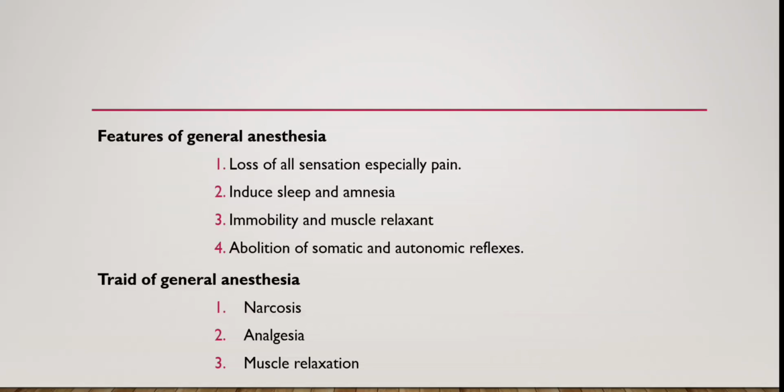The next one is features of general anesthesia. First, loss of all sensation, especially pain, induced sleep and amnesia, immobility and muscle relaxation, abolition of somatic and autonomic reflexes. Next, the triad of general anesthesia. So the triad is narcosis, analgesia, and muscle relaxation.